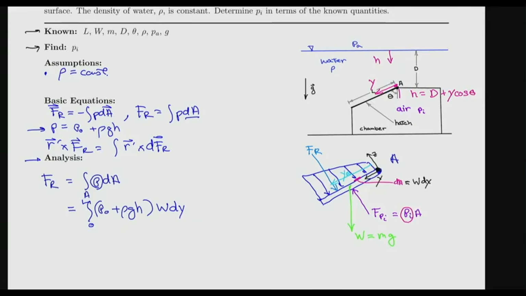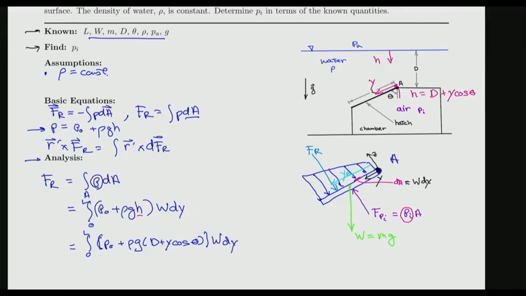Okay. So then you substitute that in here, and so we have the integral from 0 to L of P naught, which is P_A, well, let me just leave it as P naught for now, plus rho g times (D plus y cos theta), and then that whole thing times w dy. Okay? And again, theta is just a constant. It would be given, say, maybe 60 degrees or something. So these are all known quantities here.